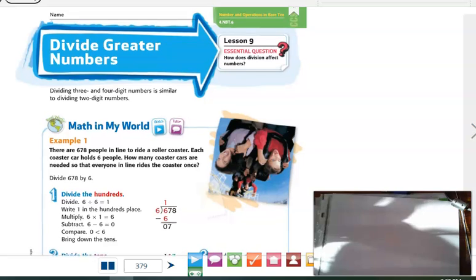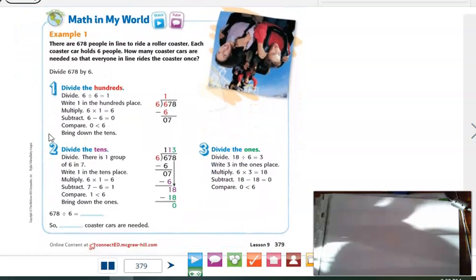The first example problem is, there are 678 people in line to ride a roller coaster. Each coaster car holds 6 people. How many coaster cars are needed so that everyone in line rides the coaster once? So our problem is we're going to divide 678 by 6.